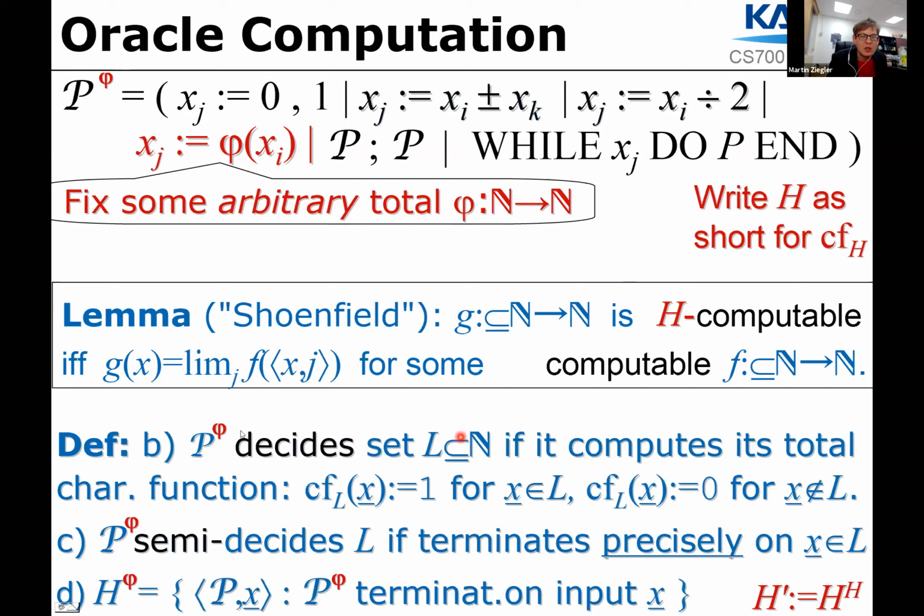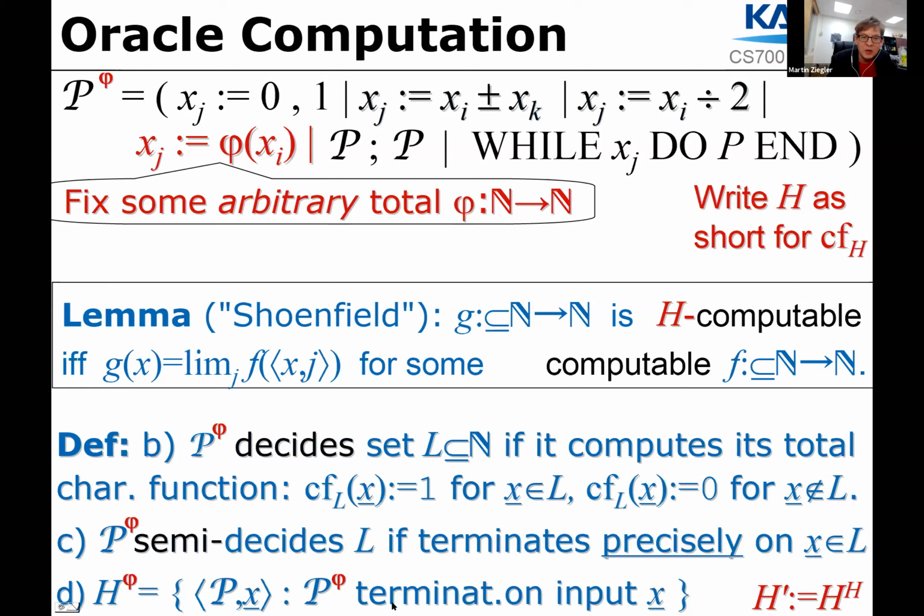Namely, also in this case, we always put a superscript, namely the Oracle function, onto the program. So P with superscript phi is a while program with Oracle access to this external function phi, and we say that it decides a set if it computes its characteristic function. We say that it semi-decides a set if it terminates. Basically it's all the same definition, but now extending from ordinary while programs to while programs which have been given Oracle access to this external function.